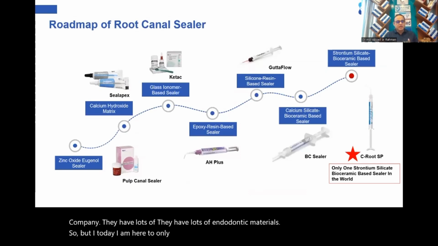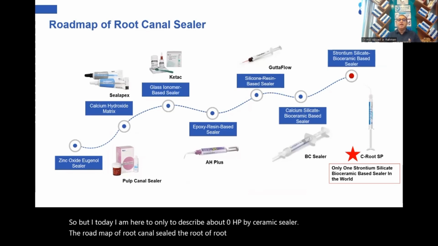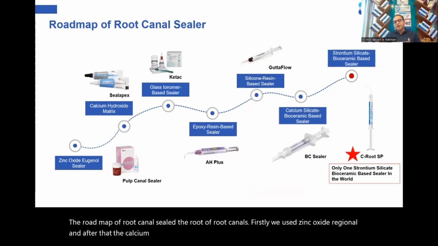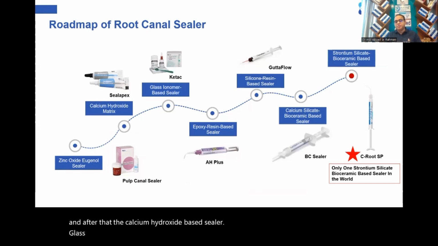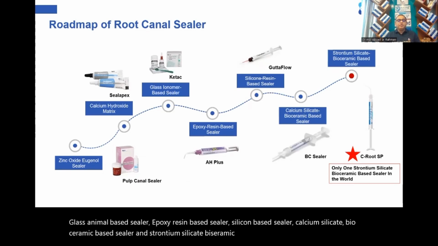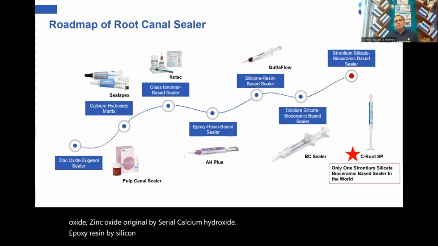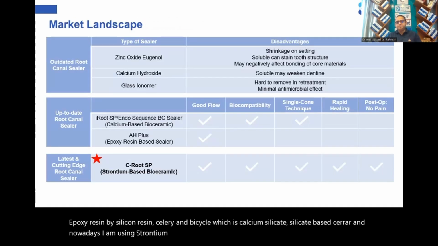The roadmap of root canal sealers: firstly, we used zinc oxide resin-based sealer, and after that, the calcium hydroxide-based sealer, glass ionomer-based sealer, epoxy resin-based sealer, silicone-based sealer, calcium silicate bioceramic-based sealer, and strontium silicate bioceramic-based sealer. I have already used zinc oxide resin-based sealer, calcium hydroxide-based sealer, epoxy resin-based sealer, silicone resin sealer, and bioceramic sealer, which is calcium silicate-based sealer. And nowadays, I am using strontium silicate bioceramic sealer.